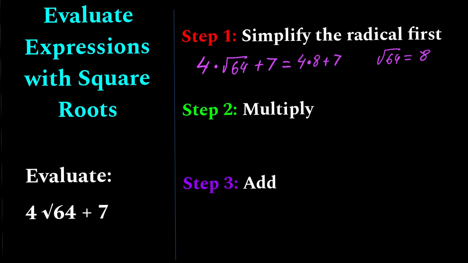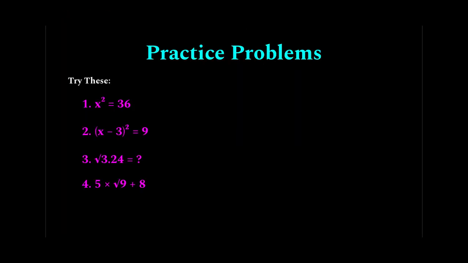Our second step is to multiply, then add, following the order of operations. 4 times 8 equals 32, and 32 plus 7 equals 39. So the value of the expression is 39. There are some problems you can practice on your own and come back to find the answers.